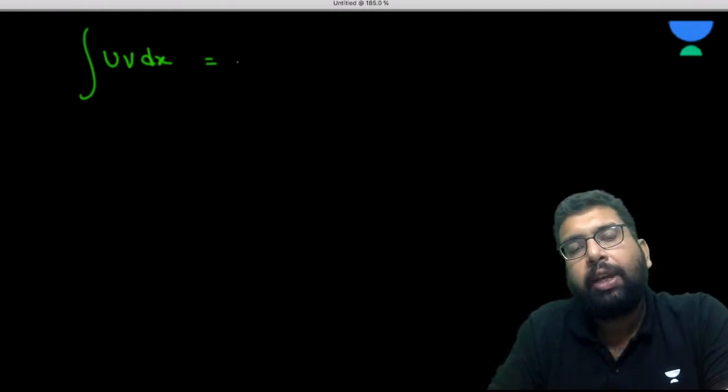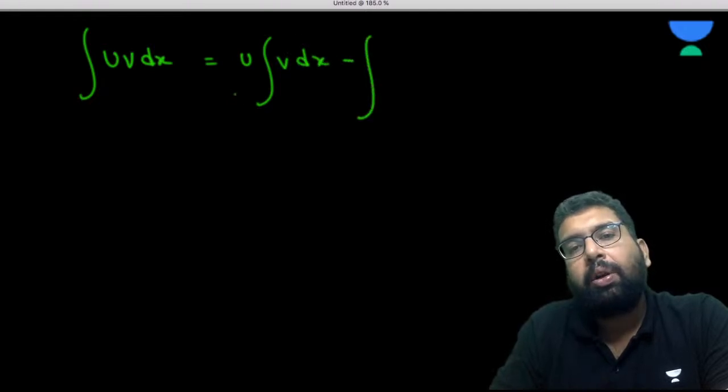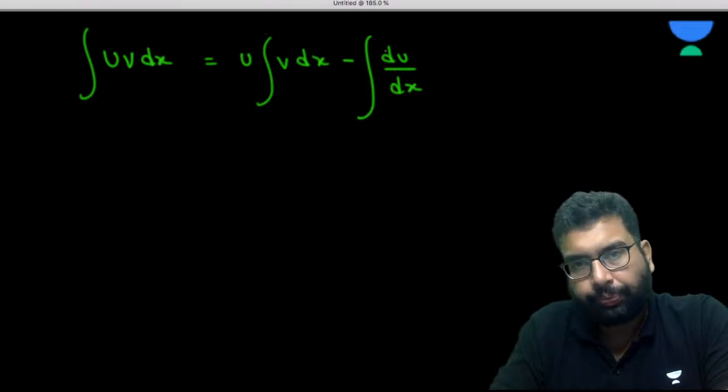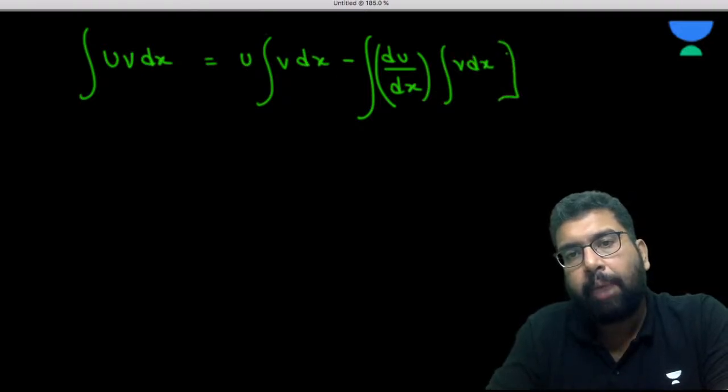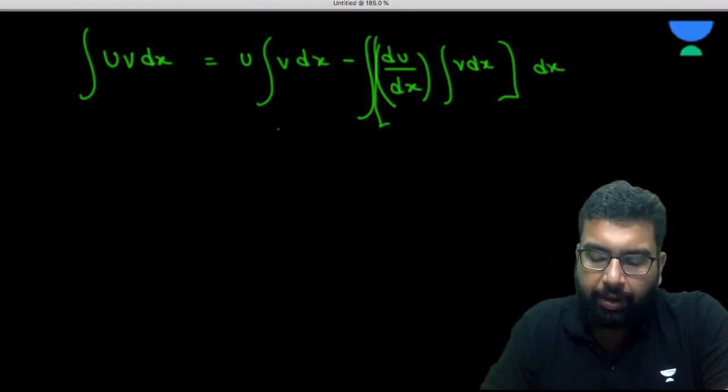So how can we write the uv rule? See, u, then you are going to integrate the v, minus. Now you are going to differentiate this u within the sign of integration, and you are going to integrate this v again here, and then you put this whole bracket, and then dx. Understood? Very, very simple.